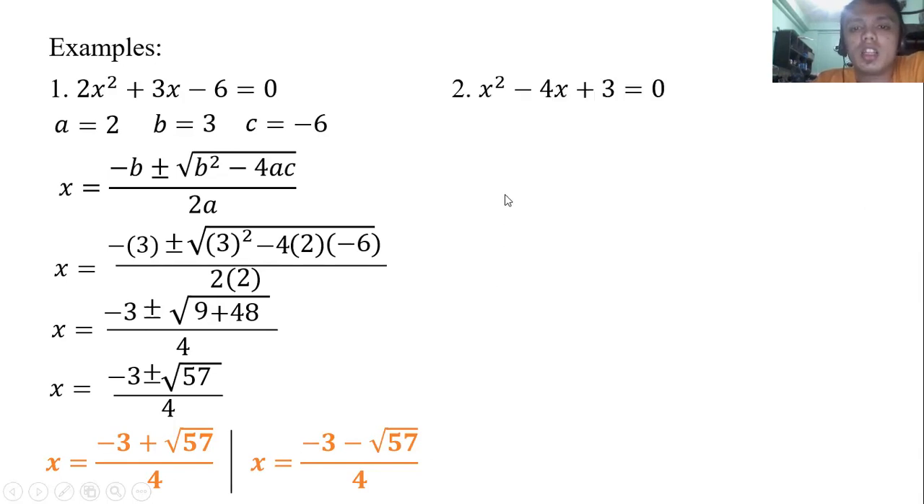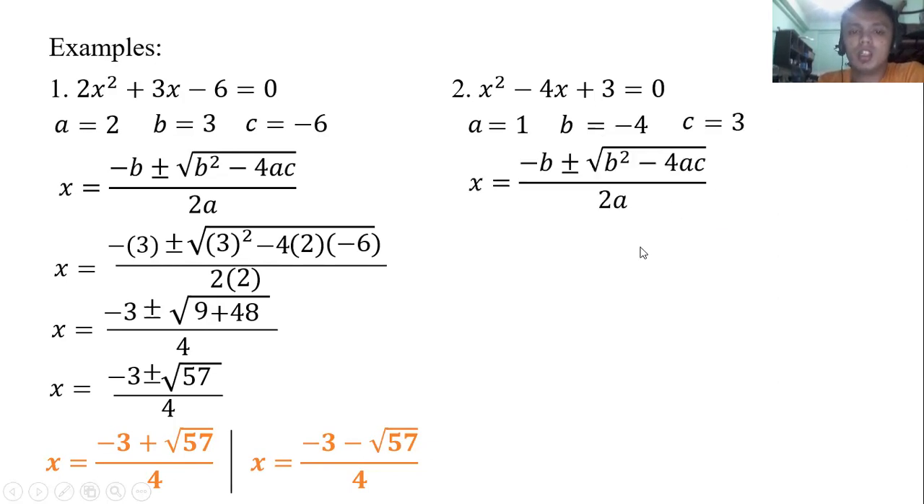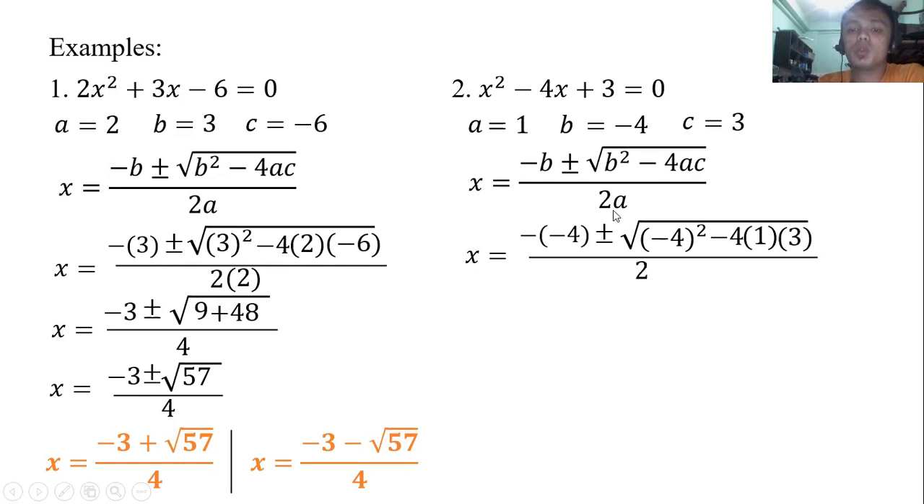Okay? Another one, x squared minus 4x plus 3 equal to 0. Again, what is your a here? Your a is 1, kasi walang number eh. Automatic 1 yon. Your b here is negative 4. Your c is 3. Substitute your b, which is negative 4. So negative times negative 4 plus or minus the square root of negative 4 squared minus 4 times your a is 1 times your c is 3, all over 2 times your a is 1.